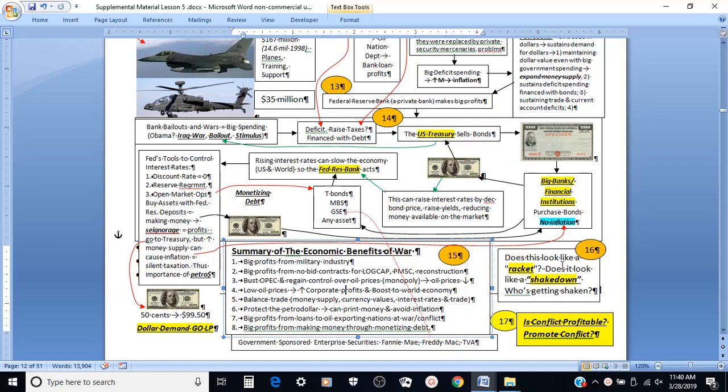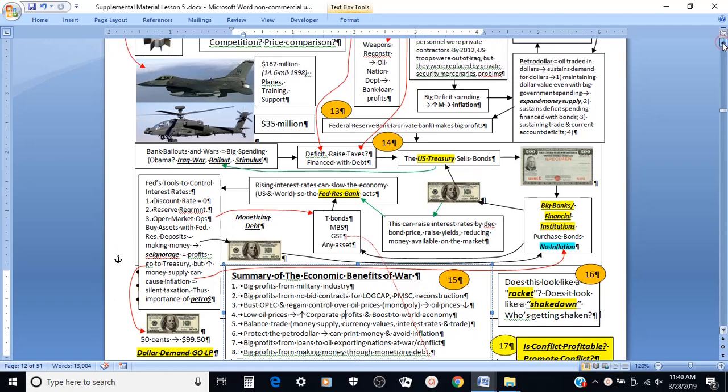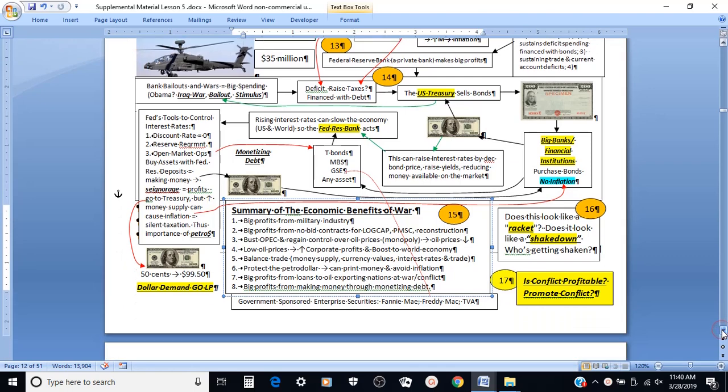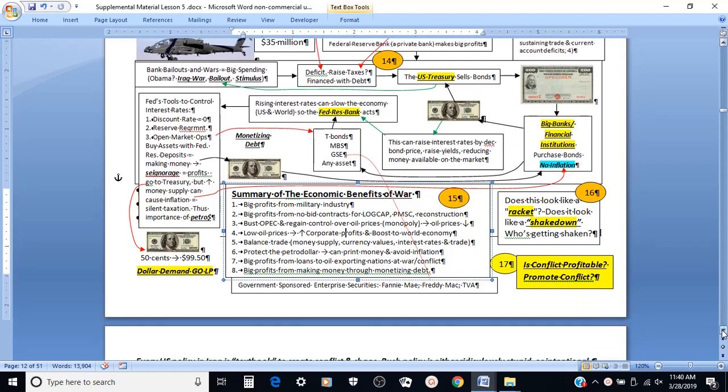Does this look like a racket? And if it does, that makes the people in charge racketeers, right? Does it also look like a shakedown? And if it is a shakedown, what's being shaken down, right? Well, one is the oil tree. Through this conflict, you're shaking the oil tree, getting more oil out of it, right? But another person who's being shaken down is the U.S. taxpayer, which people may not worry about, so long as their taxes don't go up. If it just increases the debt, right?